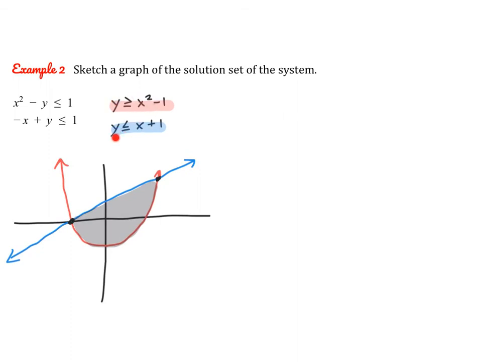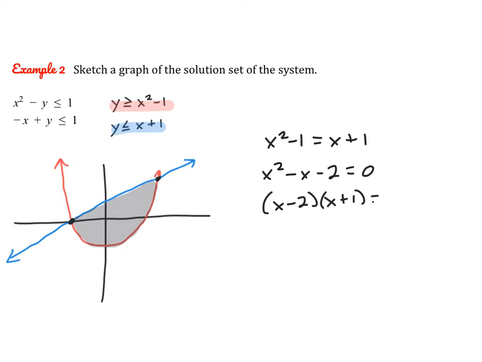Let's use substitution. Let's set this equal to this since they're both equal to y. So we can say x squared minus 1 equals x plus 1, and now we can solve by setting our equation equal to 0. So we have x equals 2, and we have x equals -1, which we can substitute into either of our equations. So I'll substitute it right there.